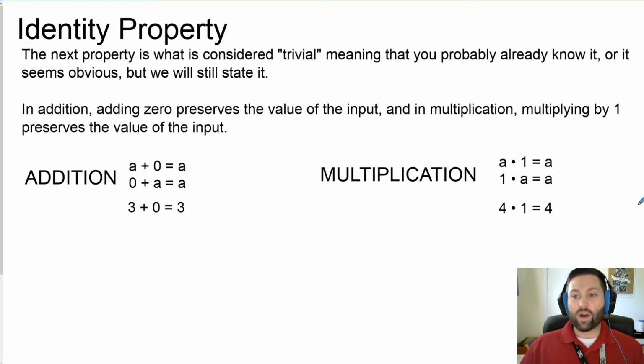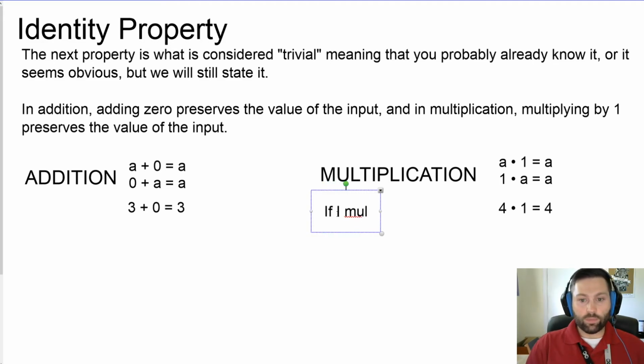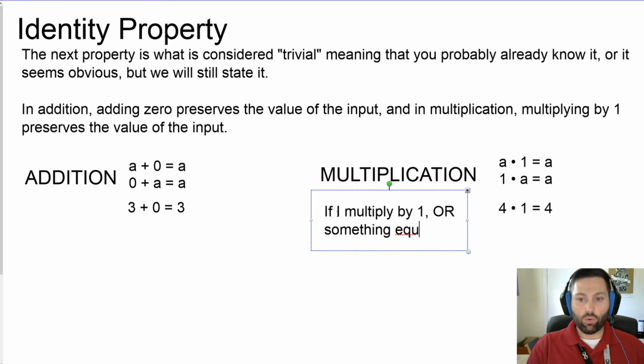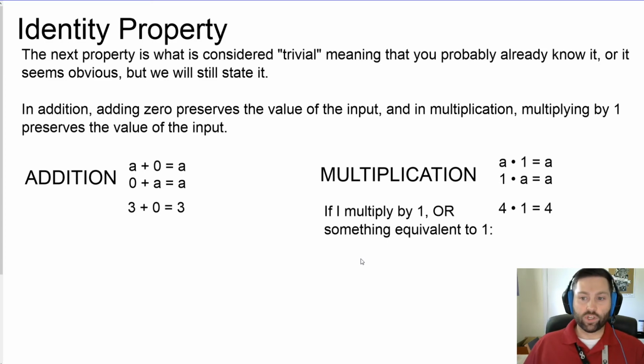Or if I multiply by 1, and I'm going to make this exception, if I multiply by 1 or something equivalent to 1, then that preserves the value of the original input. And that's important to remember. We're definitely going to need those skills later on this year.